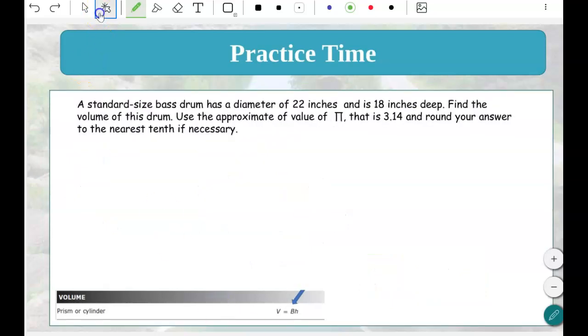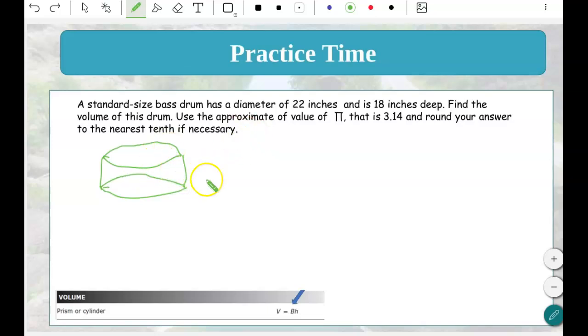All right, let's move to the next one. A standard size bass drum has a diameter of 22 inches and is 18 inches deep. Find the volume of this drum. Use the approximate value of pi, that is 3.14, and round your answer to the nearest tenth. So we're going to use pi again. We're going to have a bass drum, so I'm going to assume it's a little bit wider cylinder. Don't make fun of my drawings. I'm trying. Okay, good enough, right?